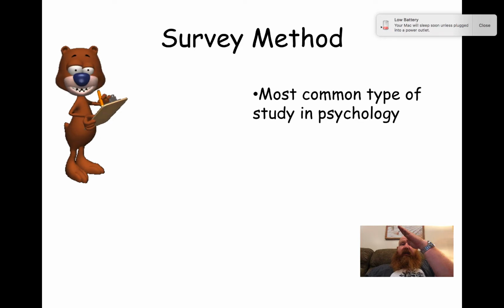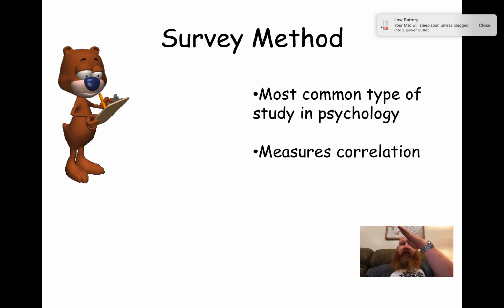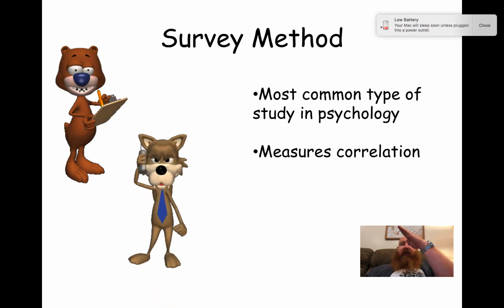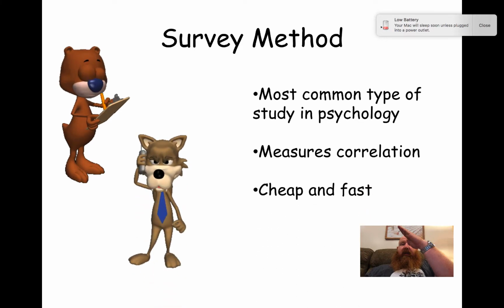Again, the most common type of study in psychology, and these try to measure correlation. So you're looking to see where there are relationships. And it's cheap and it's fast in most cases.